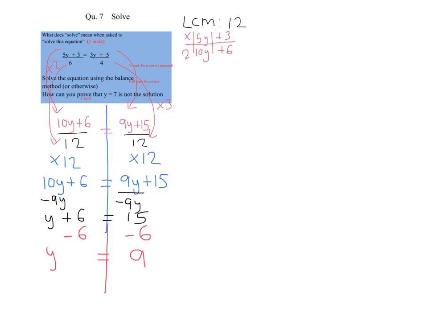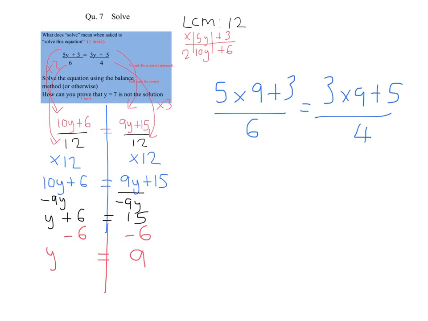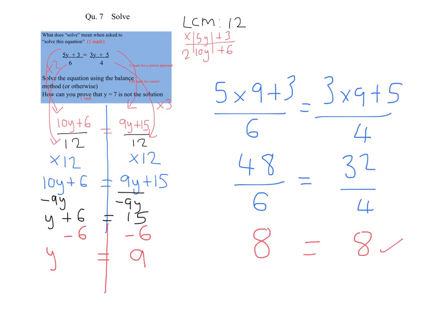Now we can check that by substituting 9 back in. So 5 lots of 9 plus 3 over 6 should be equal to 3 lots of 9 plus 5 over 4. 5 nines are 45, add 3 is 48, and that's 48 over 6. The other side, 3 nines are 27, plus 5 is 32, and that's over 4. And just check it. 48 over 6 is 8. 32 divided by 4 is 8, and they are equal, so we know we're right.